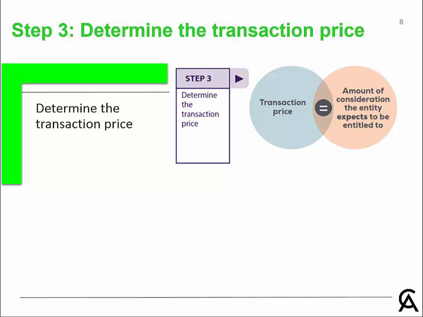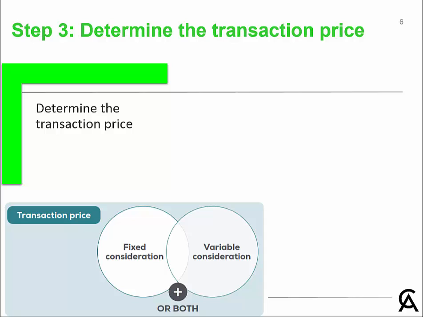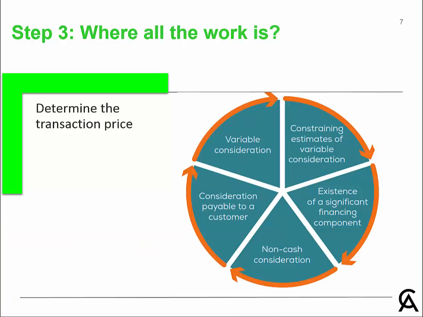Consideration sometimes only includes fixed consideration. Sometimes it only includes variable consideration, but many contracts with customers will actually include both. So sometimes you might ask yourself as you're going through this unit, is step 3 where all the work is? And that can be the case. As we can see, even just in this step, there's a number of factors to tick off. It's important to tick off all of these elements in determining the transaction price. Today, we're just going to focus on a few.